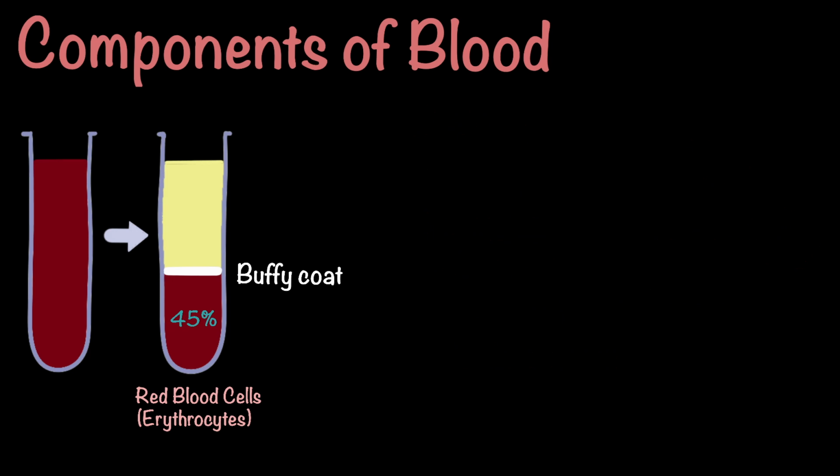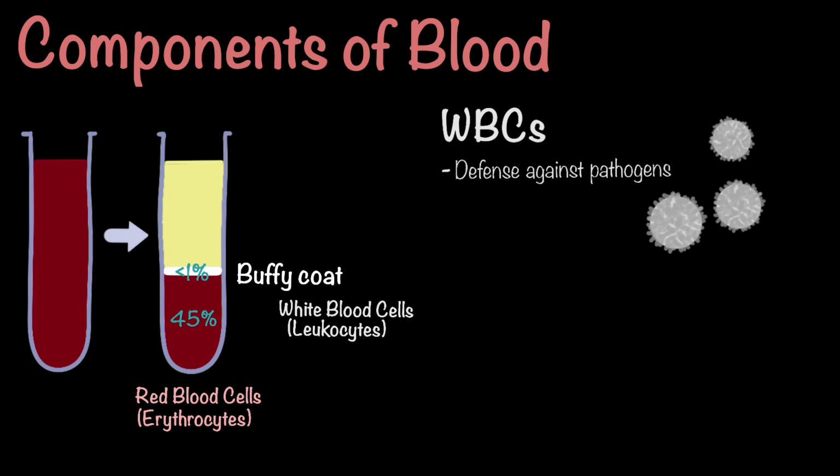The white layer in the middle, called the buffy coat, accounts for less than 1% of whole blood by volume. Here, we find the second group of blood cells, the white blood cells, also called leukocytes. They are responsible for defense against pathogens and foreign invaders. Varied in type and function, these immune warriors patrol the bloodstream, identifying and neutralizing harmful agents.